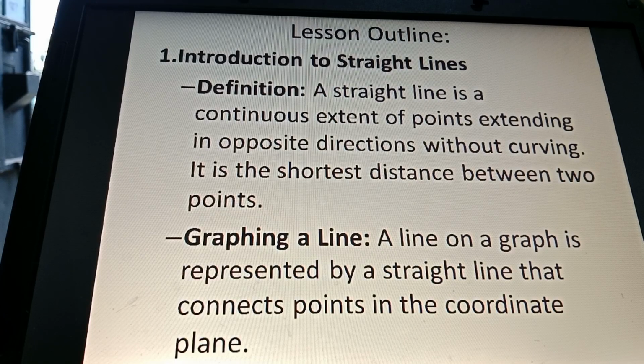Lesson outline: Introduction to straight lines. We start by definition. A straight line is a continuous extent of points extending in opposite directions without curving. It is the shortest distance between 2 points. Graphing a line. A line on a graph is represented by a straight line that connects points in the coordinate plane.